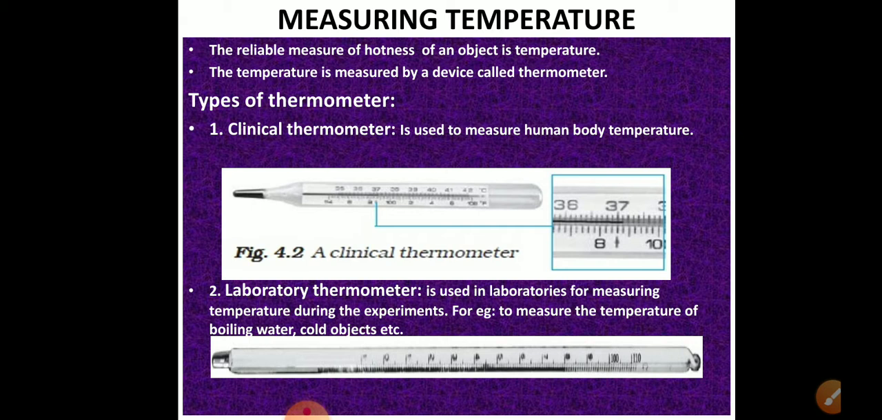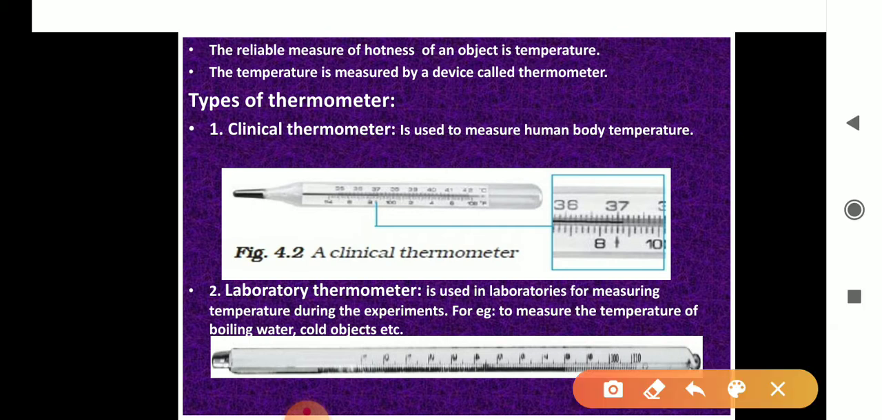Okay, then see, the first topic is measuring temperature. Temperature is a reliable measure of the degree of hotness and coldness of the body. It tells us precisely how hot or cold a body is, and the hotter the object, the higher will be the temperature. And we use a device to measure the temperature. That device is called a thermometer. Is it okay? Then simply we can say temperature is measured by the device that is called a thermometer.